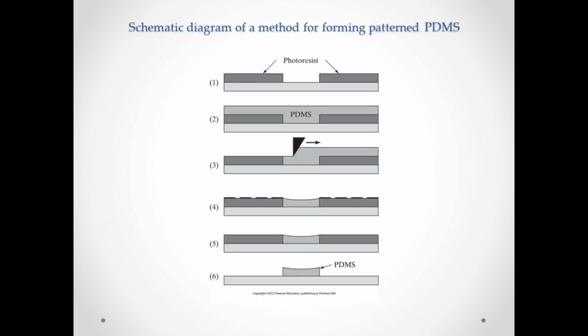Slide 21 shows a schematic diagram of a method for forming patterned PDMS. You apply the photoresist, and then you apply the PDMS. You start to pattern it, and then finally you remove the photoresist. Then you have your PDMS on your substrate.